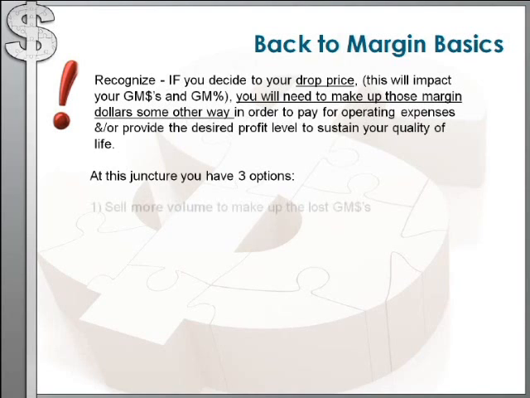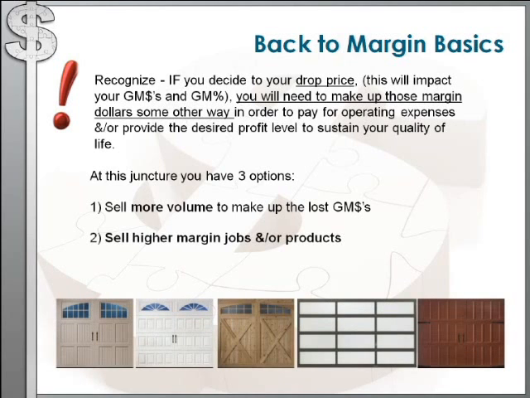At this juncture, you have three options. One is to sell more volume to make up the lost margin dollars. Two, you can sell higher margin jobs or products with higher profit margins. Or three, you could cut operating expenses, which is not always a desirable thing to do in a small business, but those are your options.